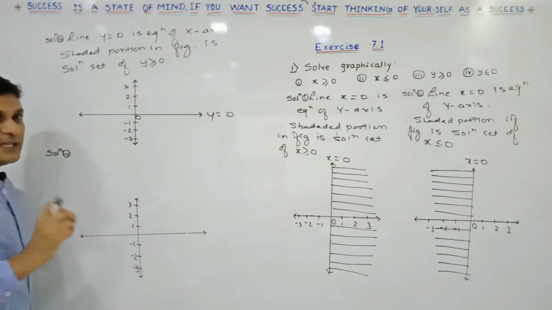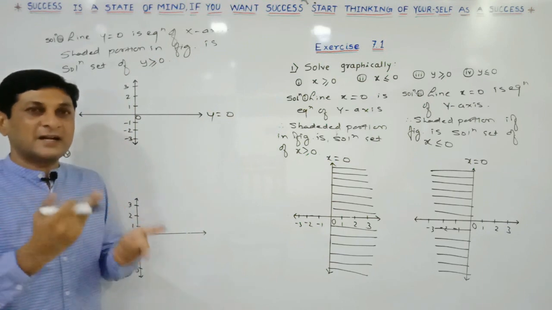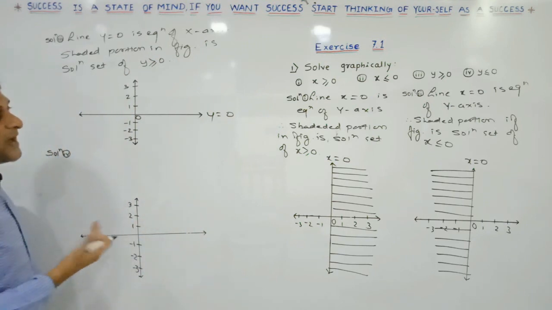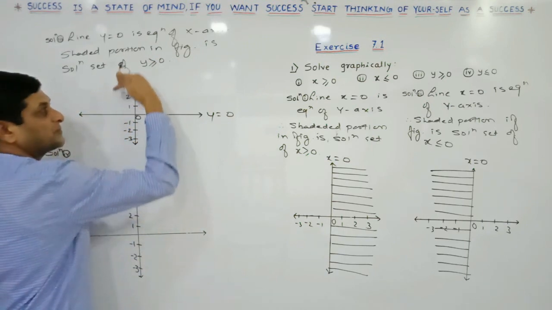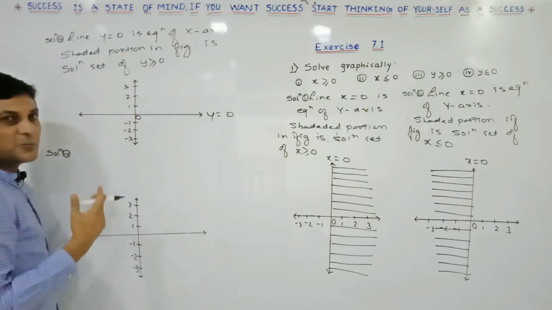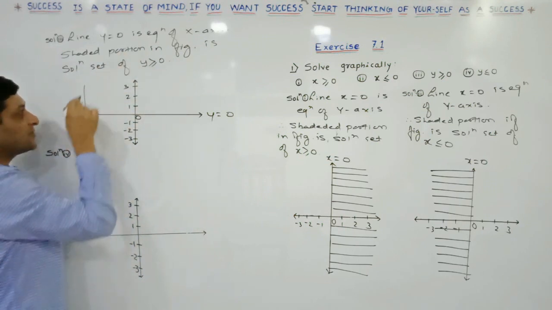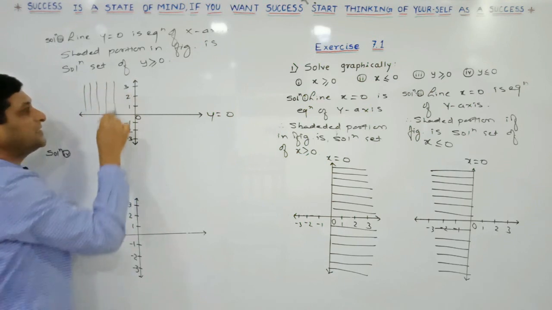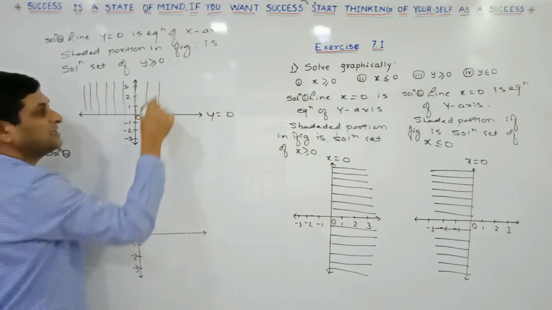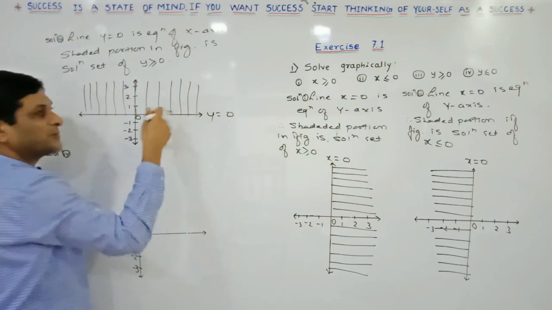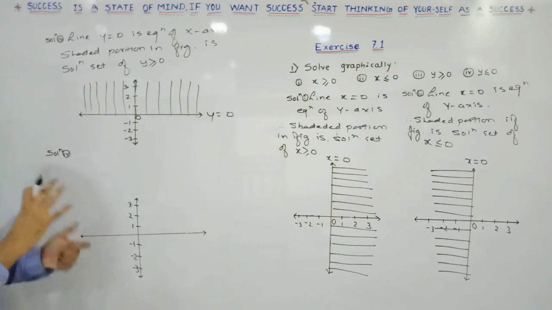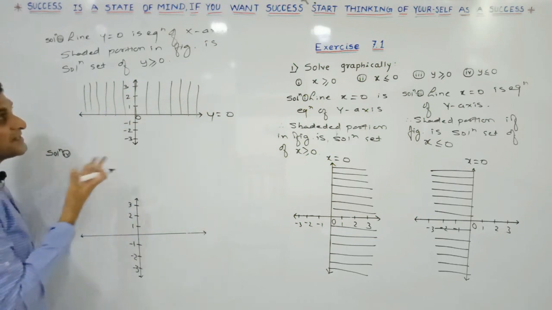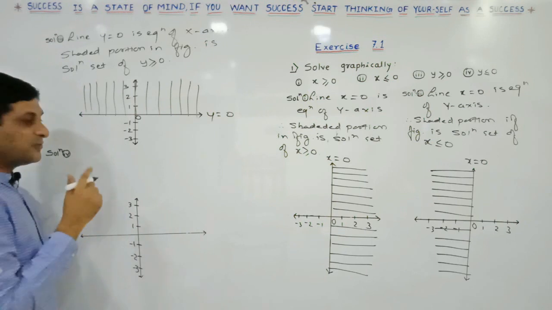If you observe the inequality, the values of y are greater than 0, and on which side are the values of y greater than 0? We can observe that on this side the values of y are greater than 0. So all the points on this side satisfy this expression. That's why we can say that this shaded portion in the figure is nothing but the solution set here. In the same way, the same method we are applying in the fourth example.